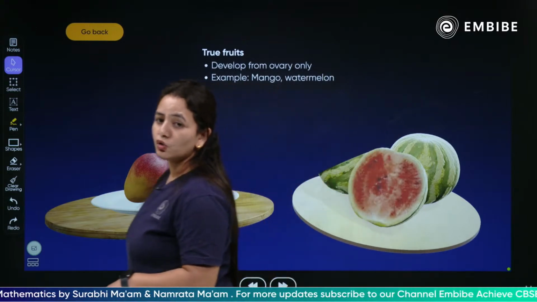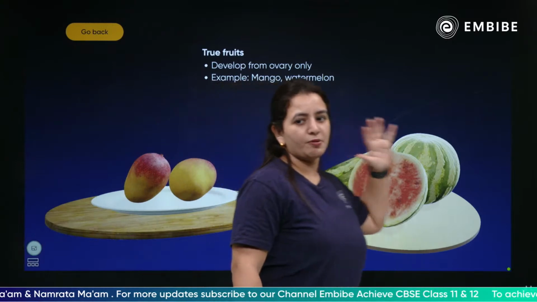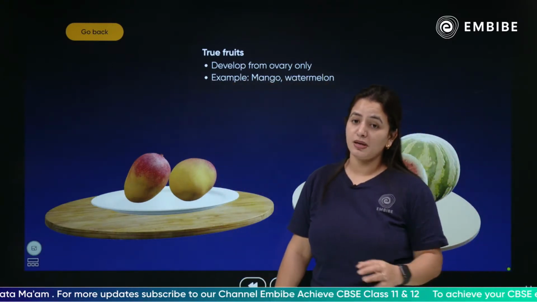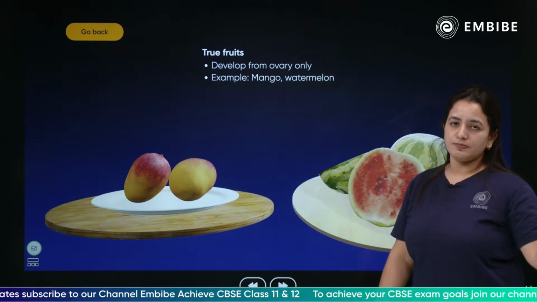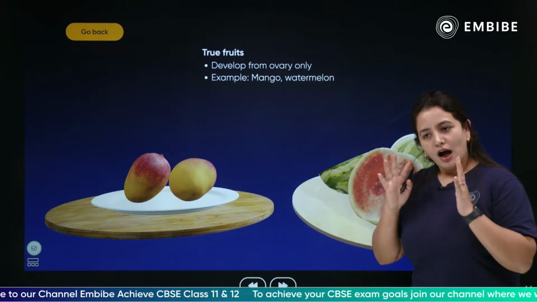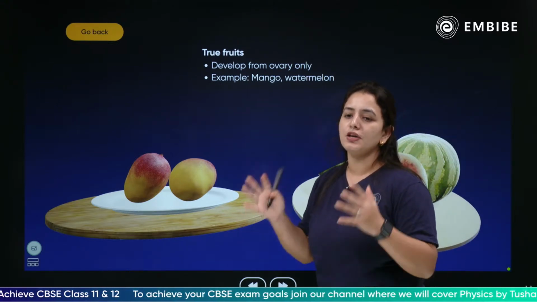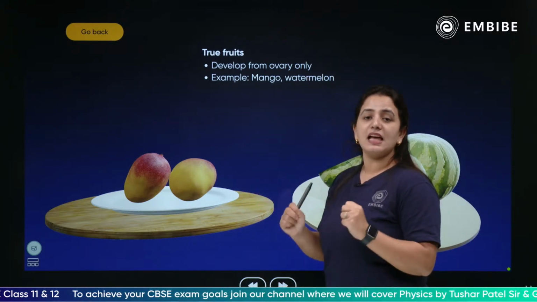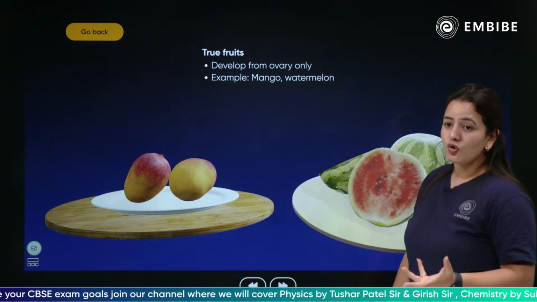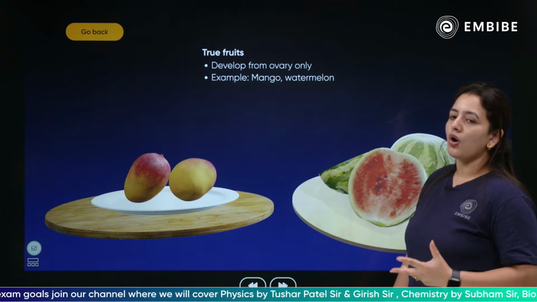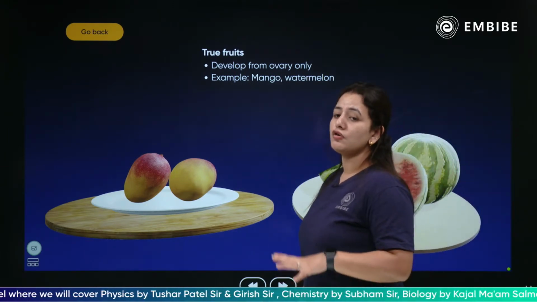Let's talk about the true fruits. We have already talked about the false fruits. Before discussing parthenocarpy, let's discuss the true fruits. What are true fruits? Very simple. After the fertilization, the whole ovary which converts into a fruit, we call a true fruit. An example of such fruits where the ovary is converted into fruit is mango and watermelon.